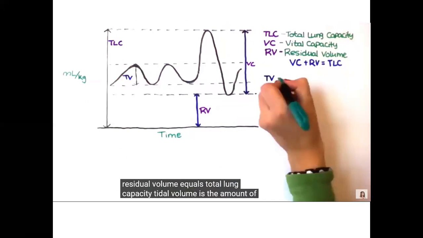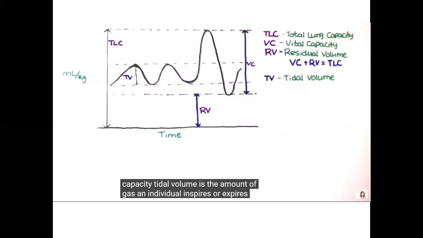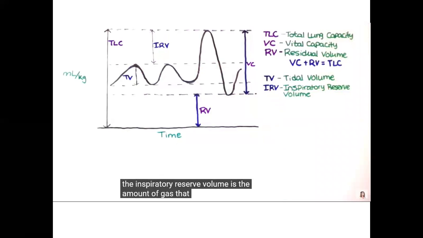Tidal volume is the amount of gas an individual inspires or expires during normal, quiet breathing. So as you sit there breathing normally in and out, that's your tidal volume. It is 7 to 8% of the total lung capacity. The inspiratory reserve volume is the amount of gas that an individual can inhale above a tidal inspiration. So as you're sitting there and you make a normal tidal inspiration and then take a deep breath all the way in as far as you can, that's your inspiratory reserve volume. Normally, it's 60% of the total lung capacity.